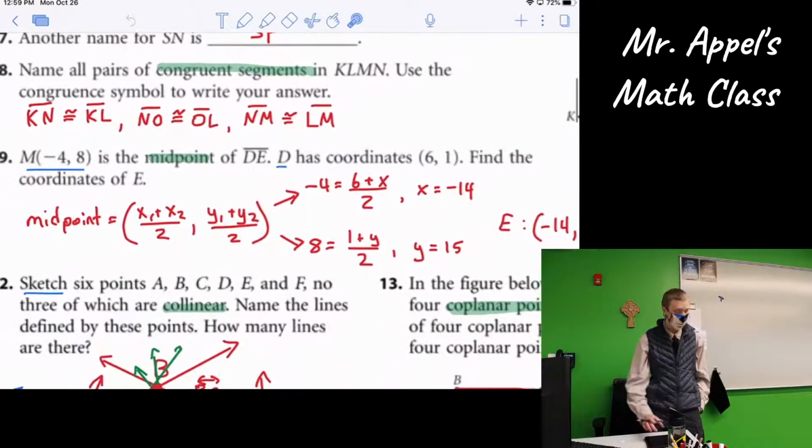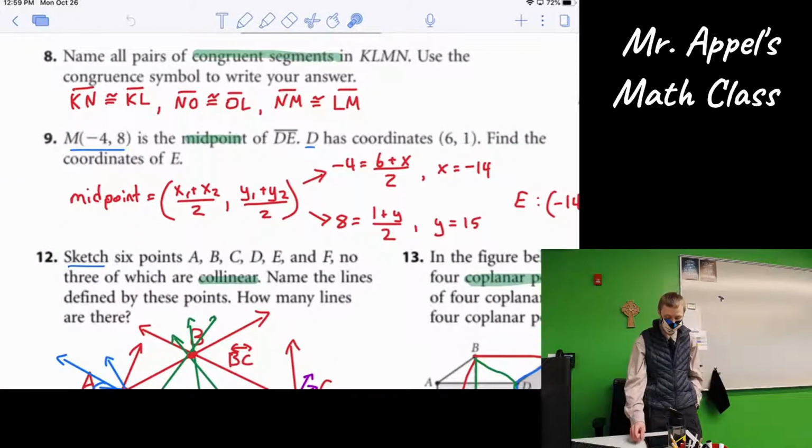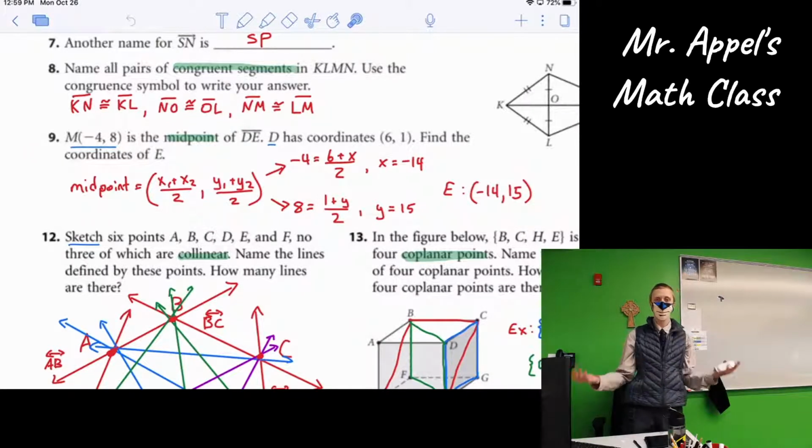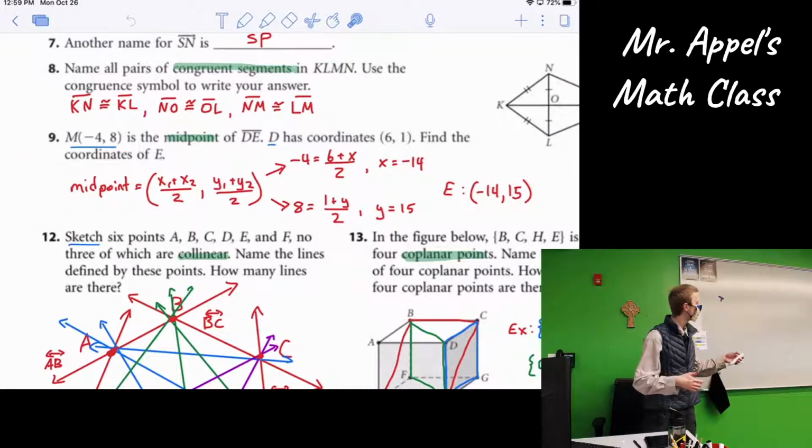Number 9 has you calculating the midpoint. This is a favorite question on the SAT. They love having that somewhere. You need to know the midpoint formula. It's literally the average of the x's and the average of the y's.